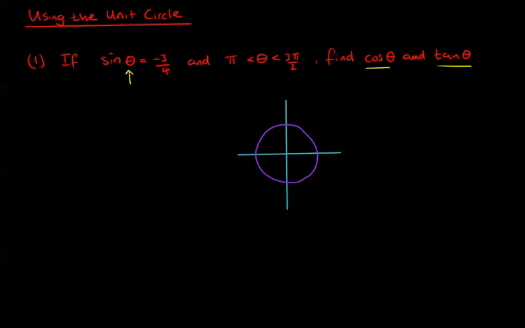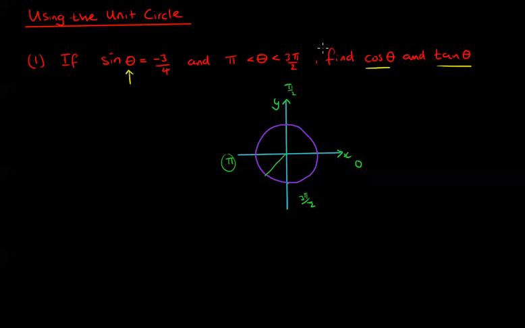Right, first of all, let's label our axes: x, y, and this would be 0 radians. Let's stick to radians because they give us it in radians. Pi over 2 would be here. Pi would be here. 3 pi over 2 would be down here. So it's telling us the angle is somewhere between this one and this one, so it's down here.